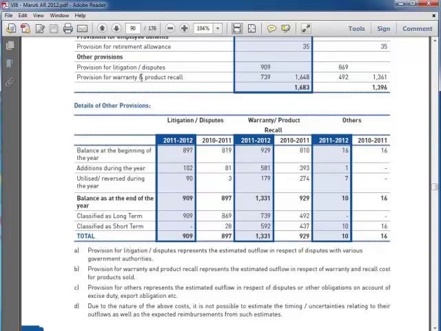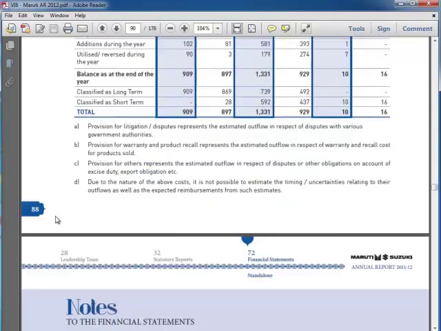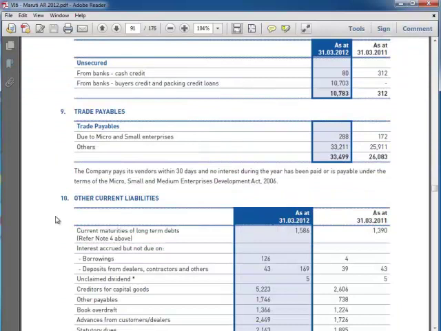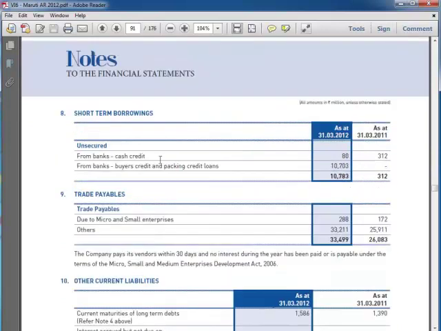So this kind of breaks down these other categories, classifying them long-term, short-term, and what's happened during the year for all of these. Point 8 is short-term borrowings. This breaks up where their short-term borrowings are coming from. So banks, cash credit, buyer's credit, and packing credit loans. Then we have trade payables, so who they have to pay. So we have a small amount to micro and small enterprises, and the rest are to others.